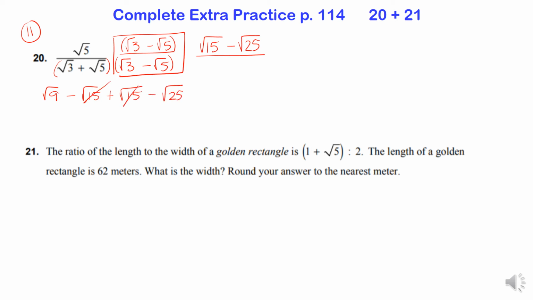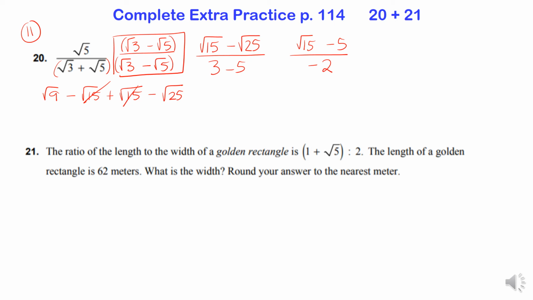So those cancel. I get 3 minus 5, because the square root of 9 is 3, square root of 25 is 5, and then I can't simplify in the first one, but I can get square root of 15 minus 5 over -2. And I am done with that one.